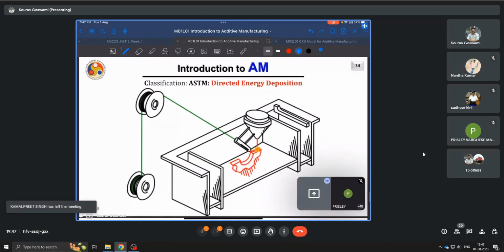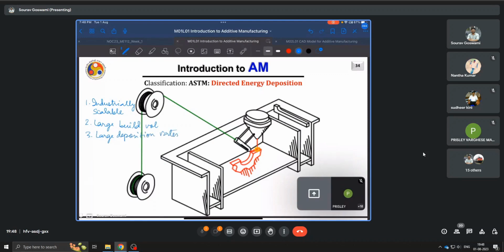And at last, we have directed energy deposition, perhaps the most energy intensive process. However, it is also the most industrially scalable. In fact, if metal AM is to have any future in the industry, it will be through directed energy deposition only. Large build volumes and deposition rates. Also, printing multi-material parts is easier compared to, say, powder bed fusion.